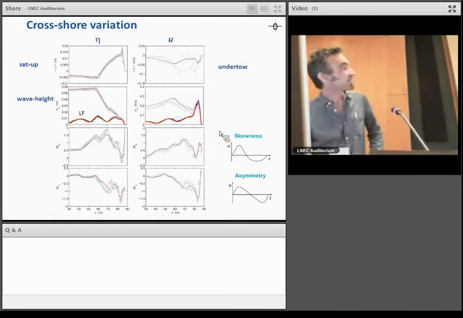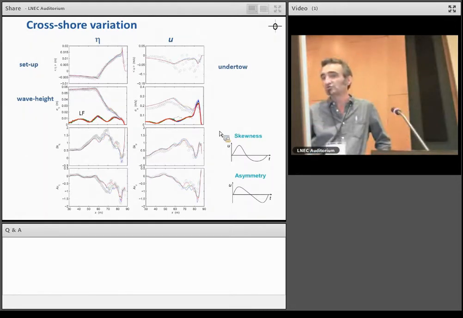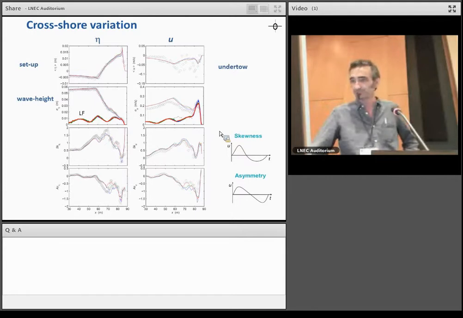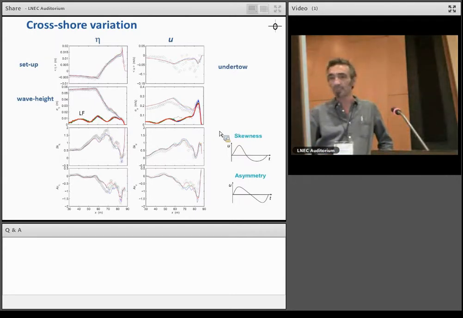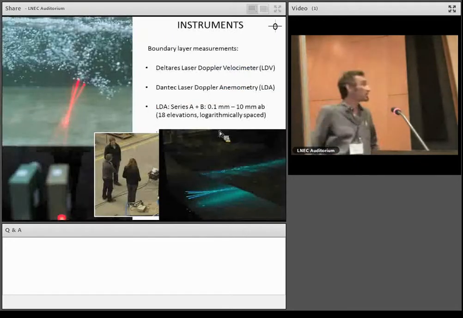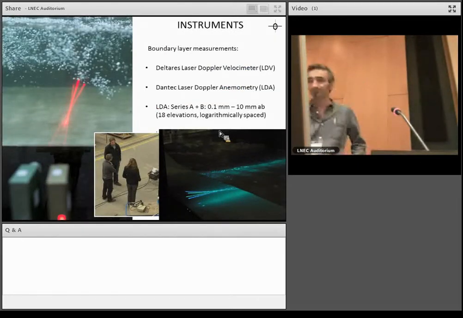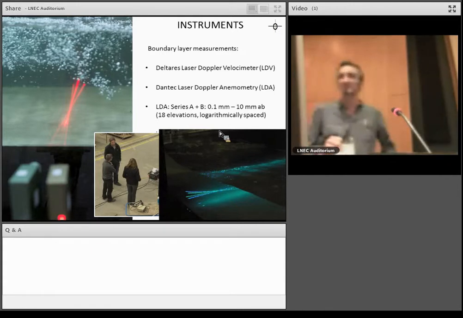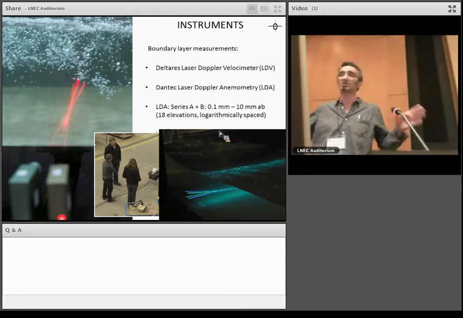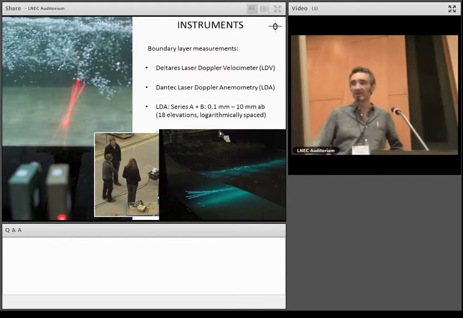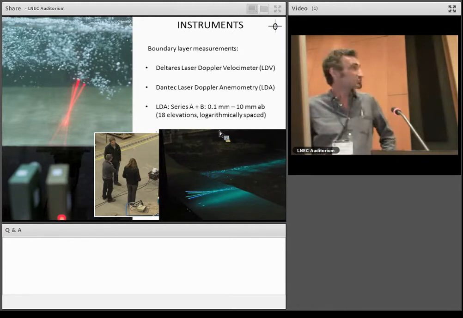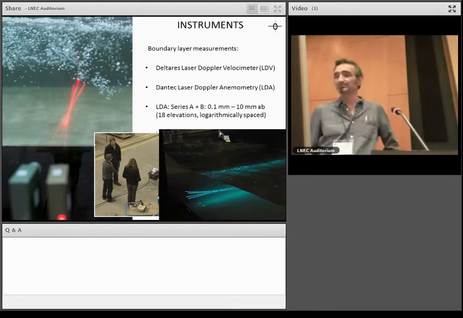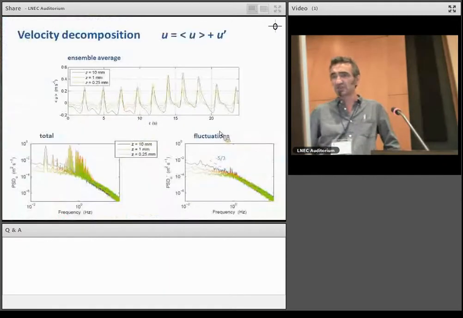For instance, here on the time series on top, these are ensemble average horizontal velocities. Again, because we repeat all the time the same wave series, we can compute the ensemble average velocity. And for instance, you can note that outside of the boundary layer, that's the black line, that is 1 centimeter above the bed, some waves can be very asymmetric with a very steep front face and a gentle rear face.